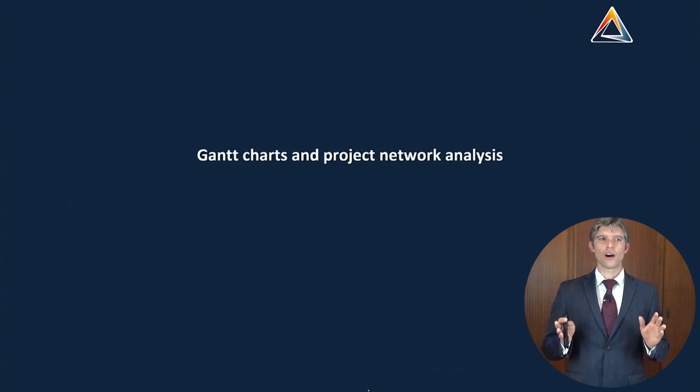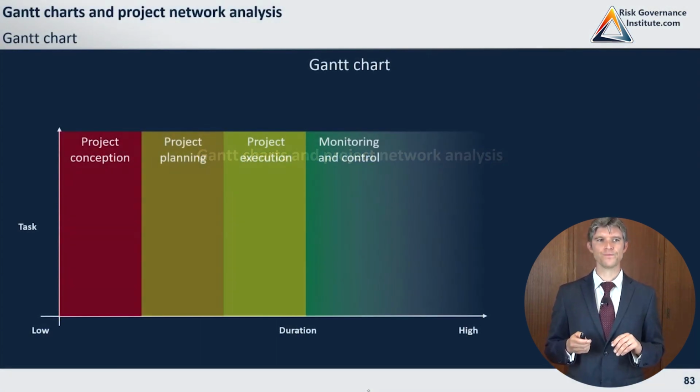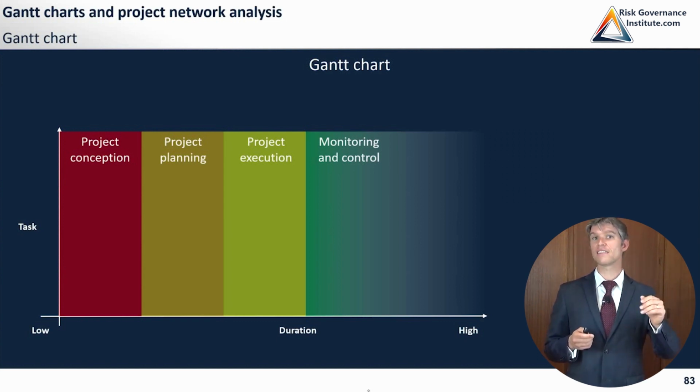Now we're starting on Gantt charts and project network analysis. Let's see what this means. We have here the phases of a project that we saw before. And I have to tell you, these phases aren't part of a typical Gantt chart. This is simply me adding a bit of context around it. You have project conception, planning, execution, monitoring, and control.